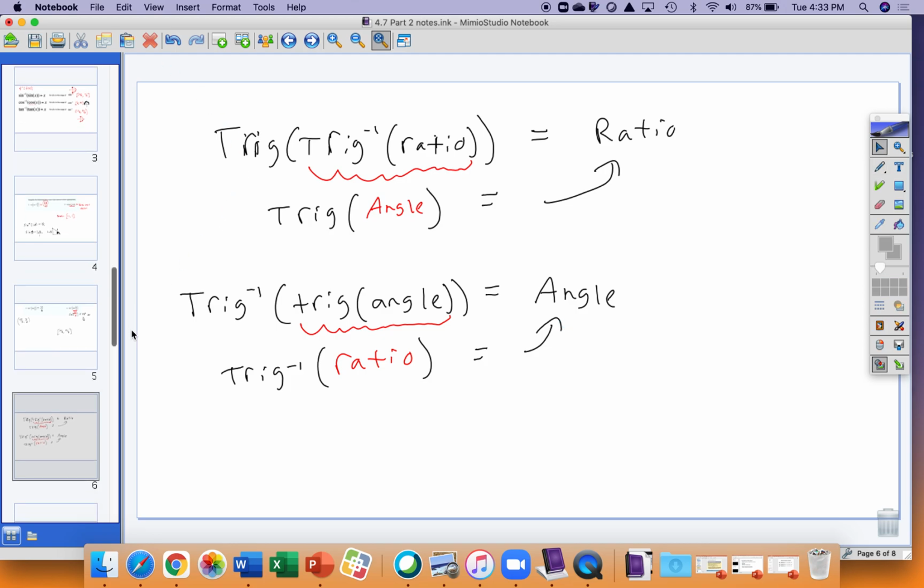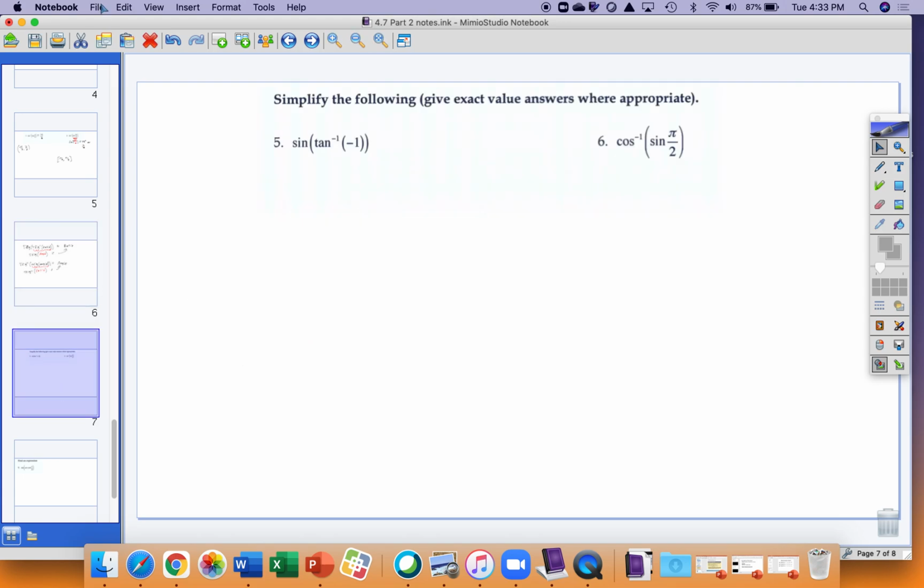Okay. Let's look at a couple more examples together. Here I have the sine of tangent inverse. Now I can't use any shortcuts because I don't have sine inverse inside of a sine. So now I have to do this the long way, which is just taking it piece by piece. So I'm going to do the inside first. The tangent inverse of -1 is going to be negative pi over 4. So what is the sine of negative pi over 4? And that is negative root 2 over 2.